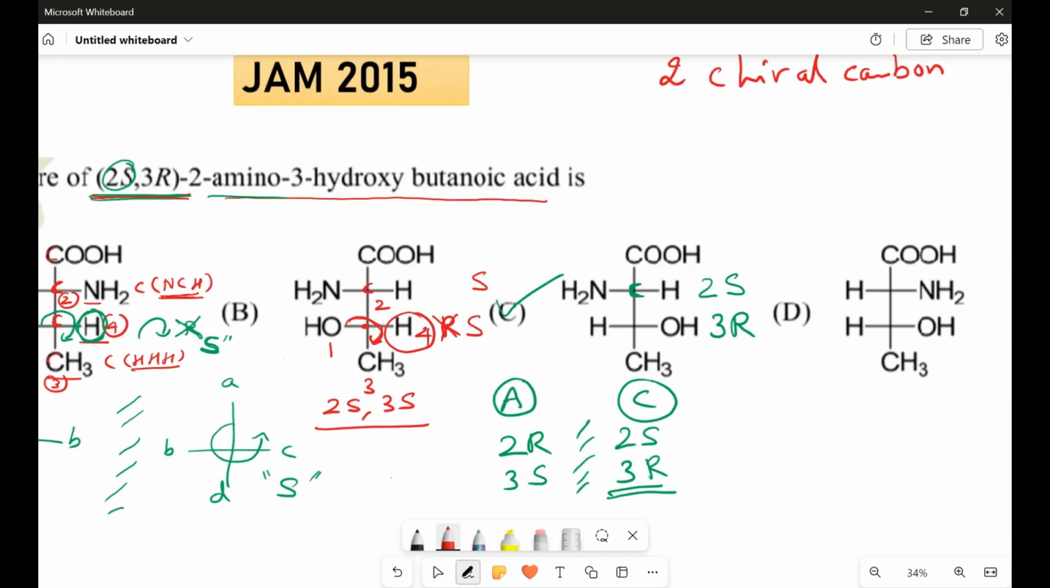Now let us check option D. As you can see, compounds B and D are mirror images. So if B is 2S, 3S, D should obviously be 2R, 3R. Always, enantiomers will take the opposite configuration. Keep that in mind. So you need not work out the configuration for all the compounds. Simply by knowing the concept of mirror image, you can arrive at the answer. So option B is wrong, option D is wrong.